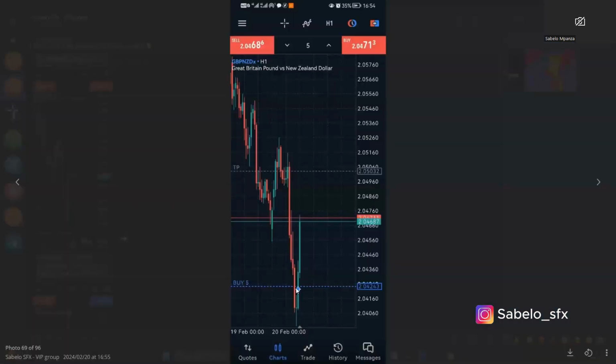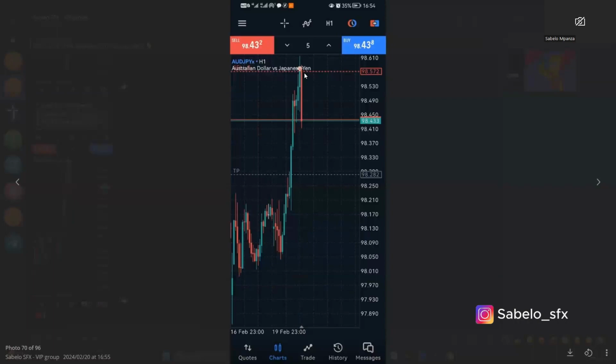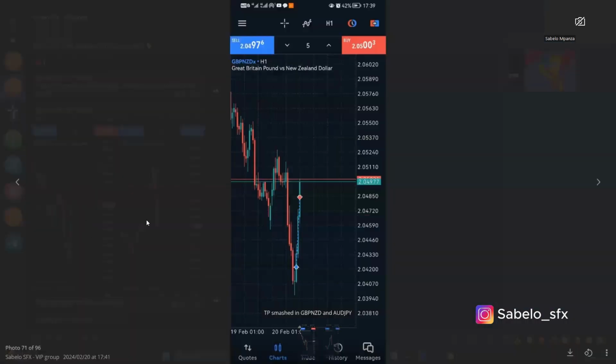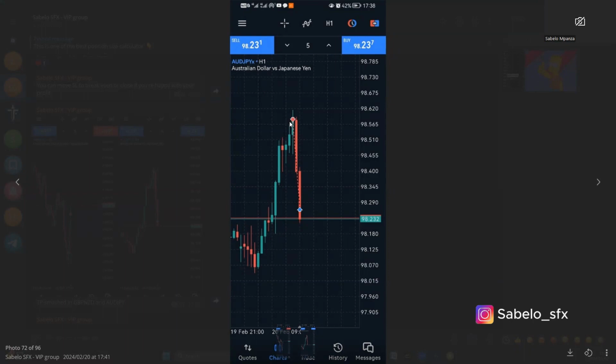GBP NZD, we went into profit. AUD JPY, we also went into profit. And full profit on GBP NZD. As you can see, we've entered here, we closed here. And then same thing applies on AUD JPY. We've entered here, it was a sniper entry, we've closed here.